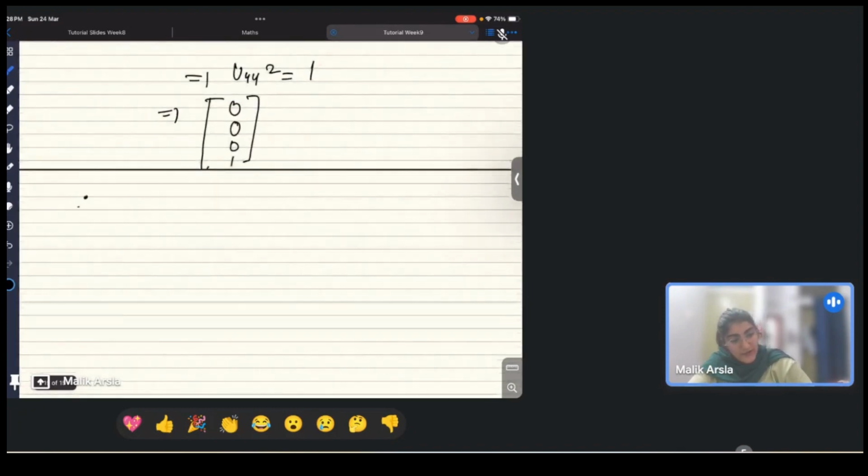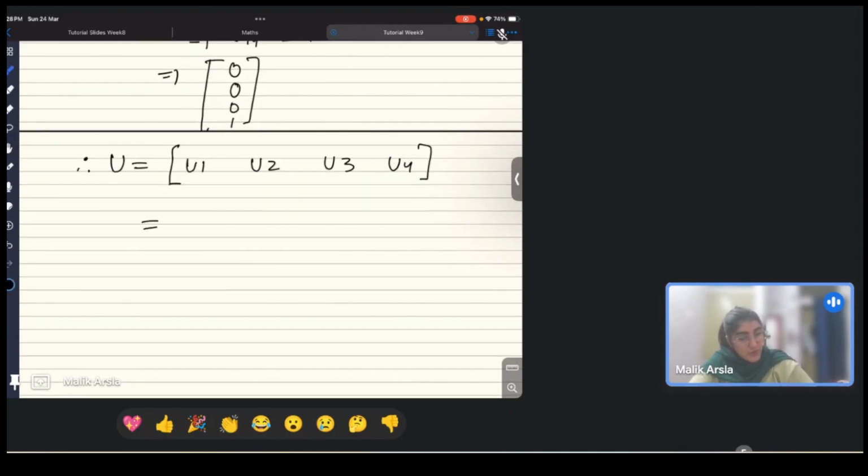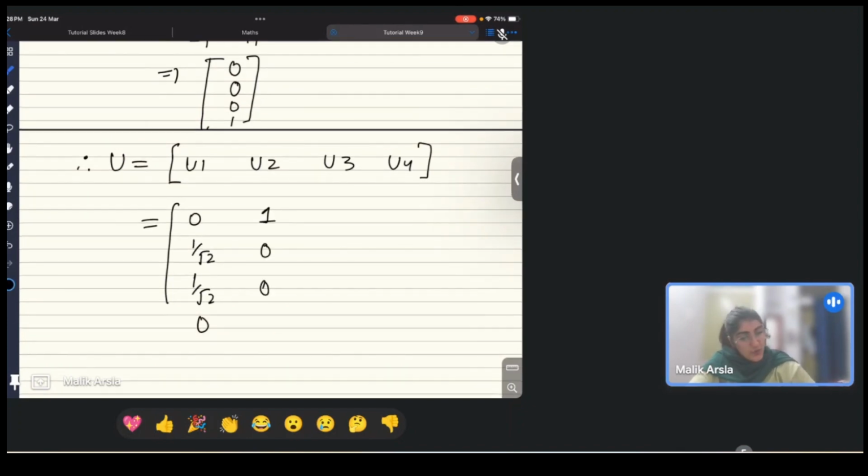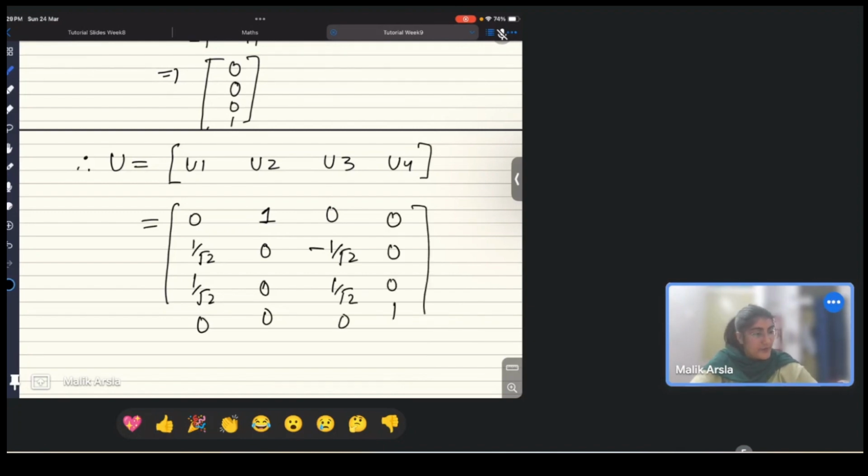So therefore finally our U matrix will be what? U1, U2, U3 and U4, which is equal to 0, 1 by root 2, 1 by root 2 and 0. The second column will be 1, 0, 0 and 0. The third column will be 0, minus 1 by root 2, 1 by root 2 and 0. And the fourth we just calculated: 0, 0, 0 and 1. This is the U matrix.